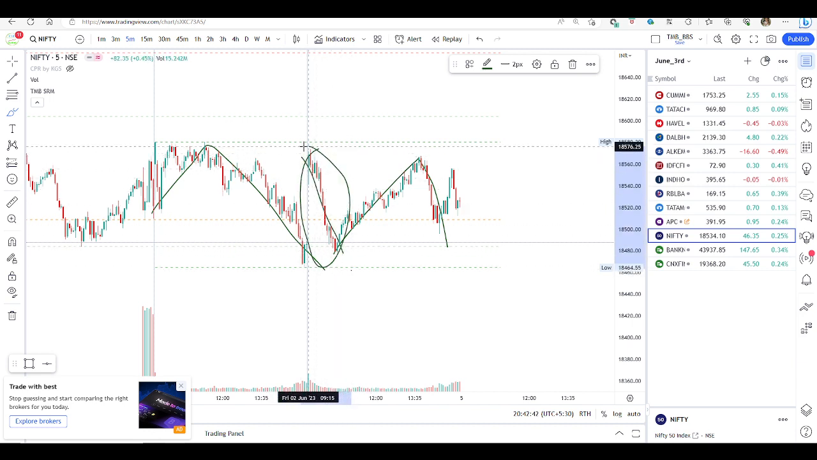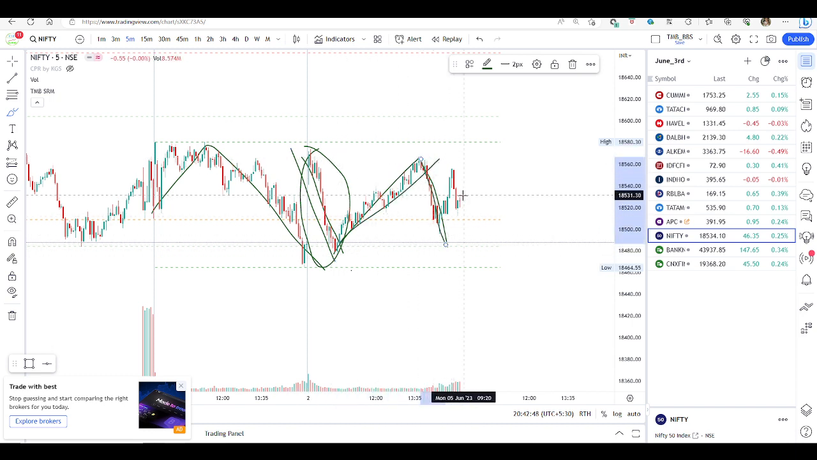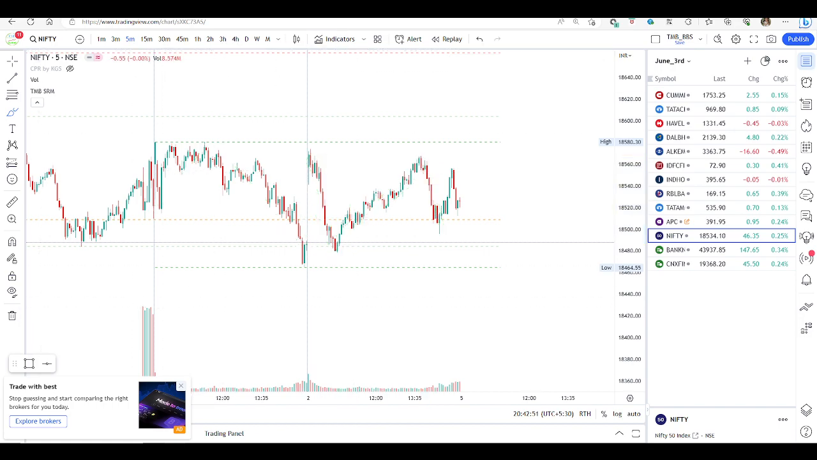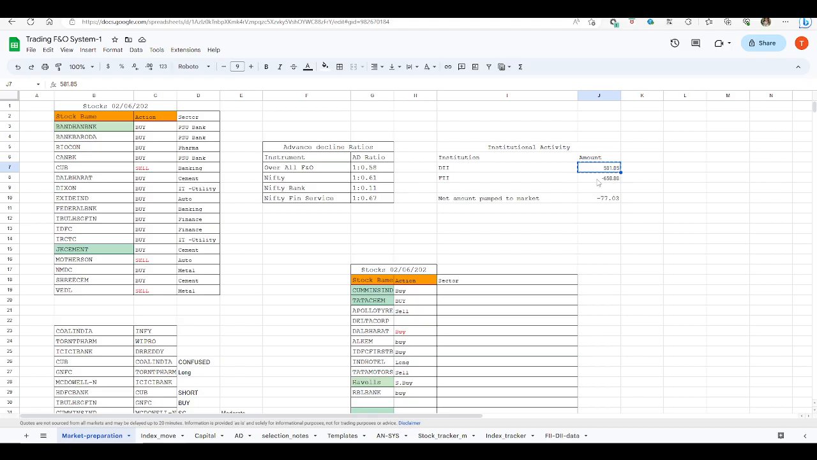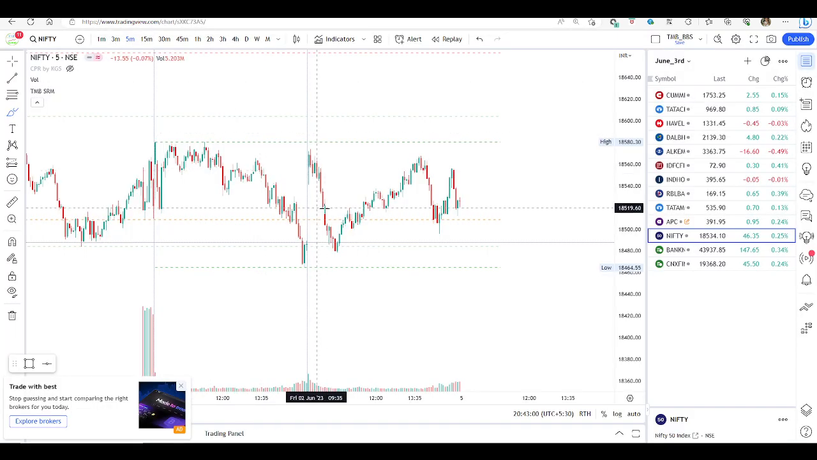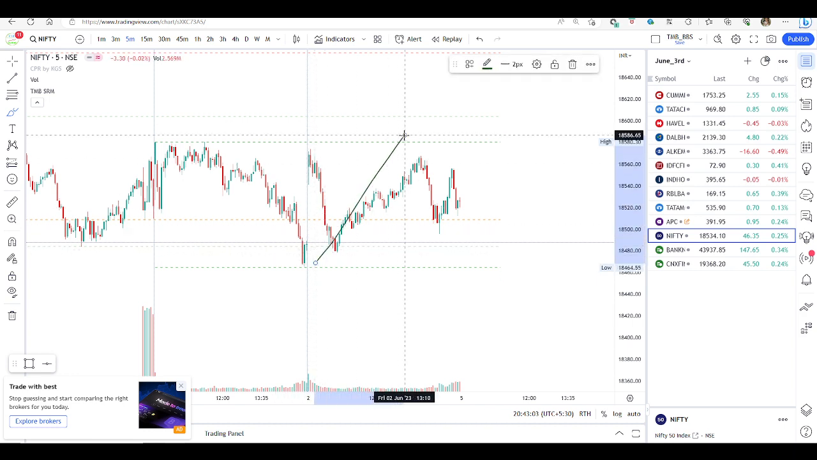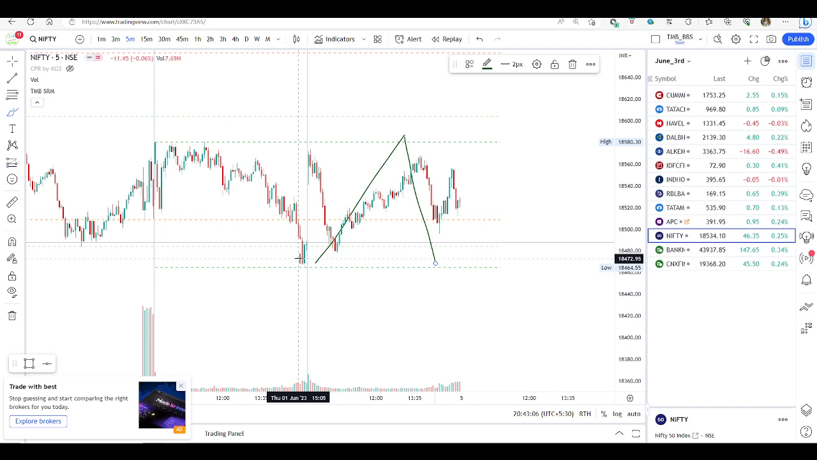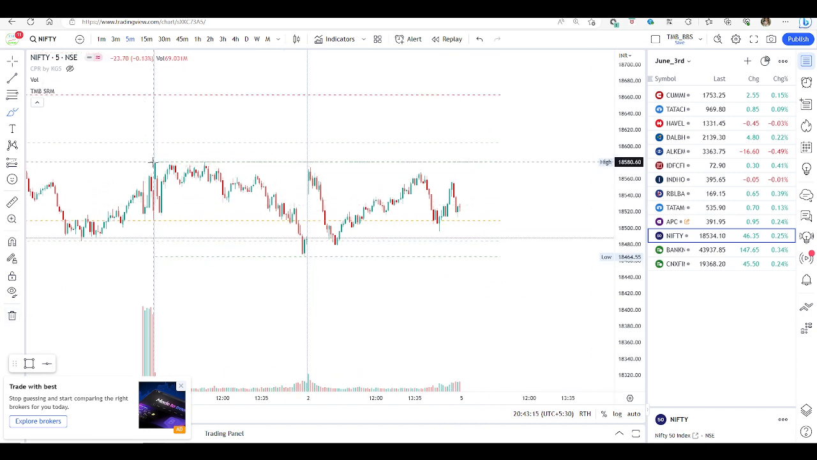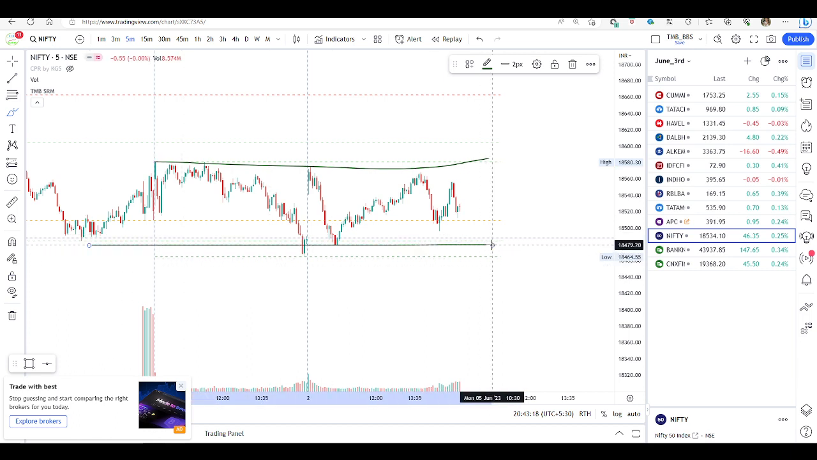This contribution might be the FIIs, this contribution might be the DIIs. Again it started with the FIIs. Whenever these two big players are in divergent mode, the market will be range bound. One may buy like this, the other may bring it down, or if the first takes the market down, the other takes the market up. That means the market is going to be sideways, range bound. The range is the previous high and the previous low, and it is going to trade only in this range.